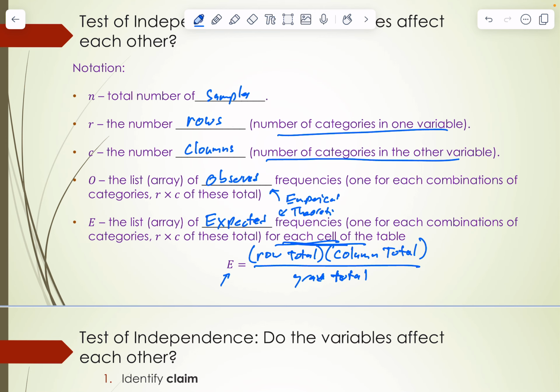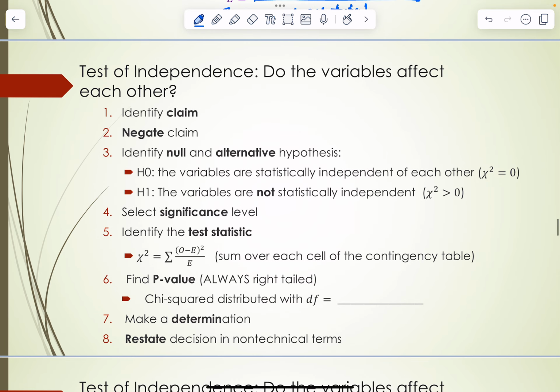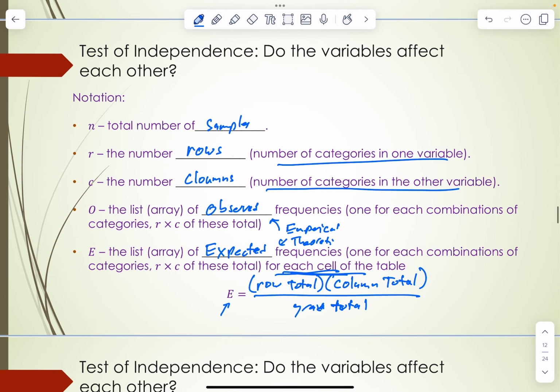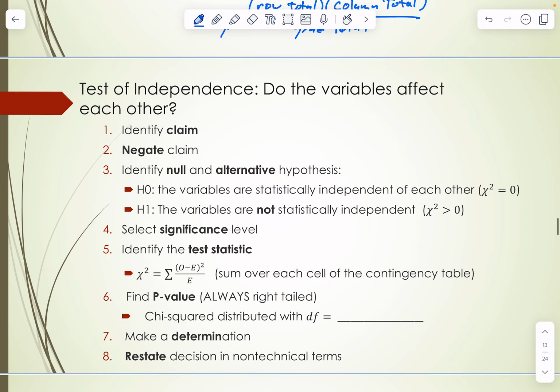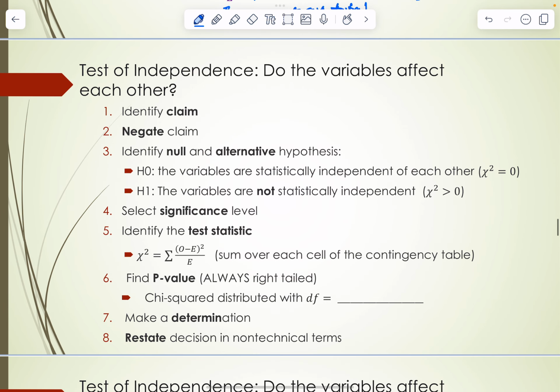And that is your expected frequency for that cell. All right, let's take a look at that. Okay, and so that is how you find the expected. More on that later. Okay, test of independence. Do the variables affect each other? That's what we want to know.